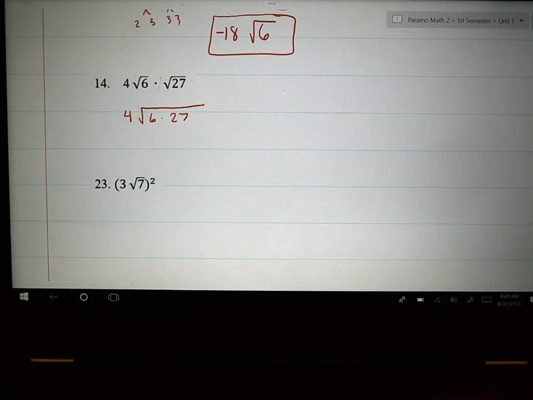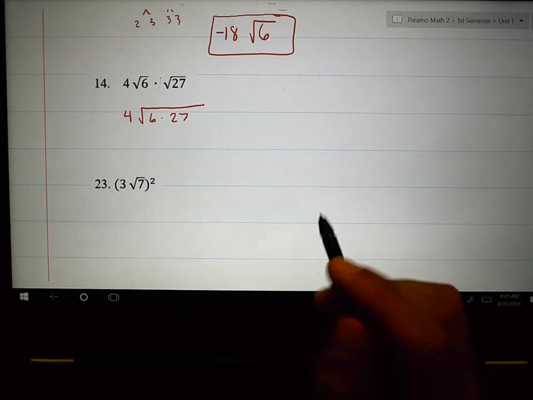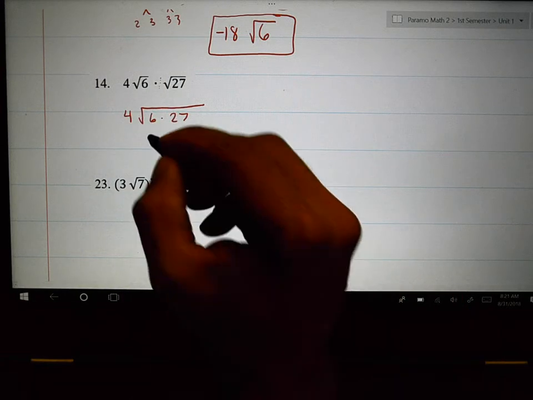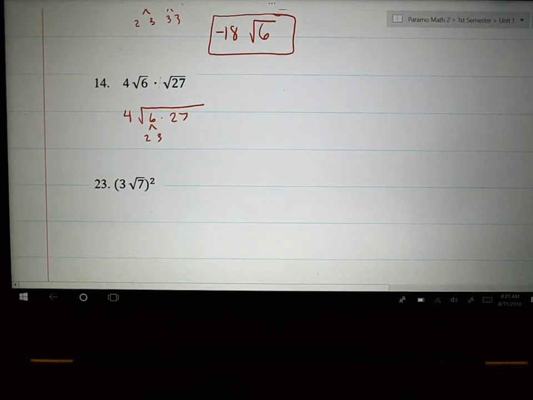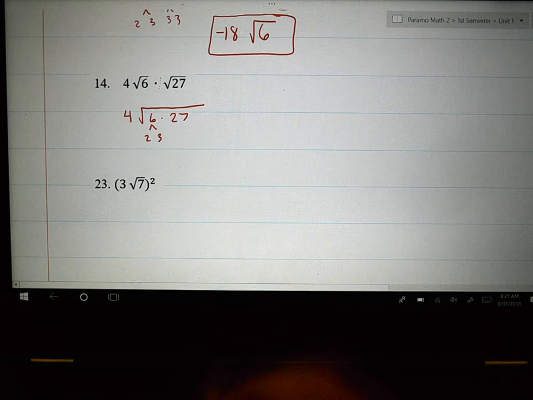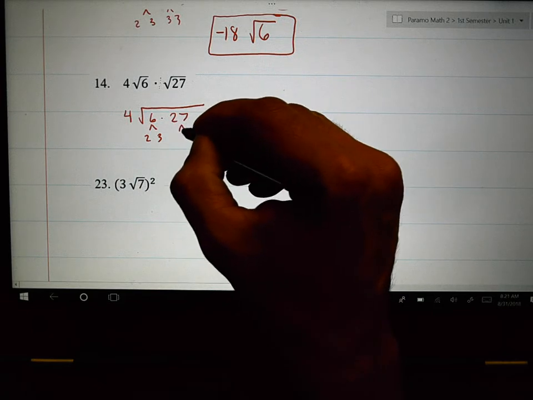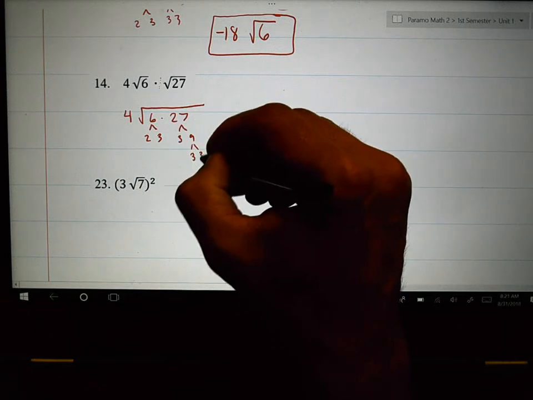I do not recommend multiplying 6 times 27. That would be a waste of your time because you would be making it bigger. With radicals, we want to see if it simplifies, and to simplify it, we need to make it smaller. So since you're doing 6 times 27, I would break apart that 6 into 2 times 3. Make it smaller. I would break apart the 27 to 3 times 9 and 3 times 3.